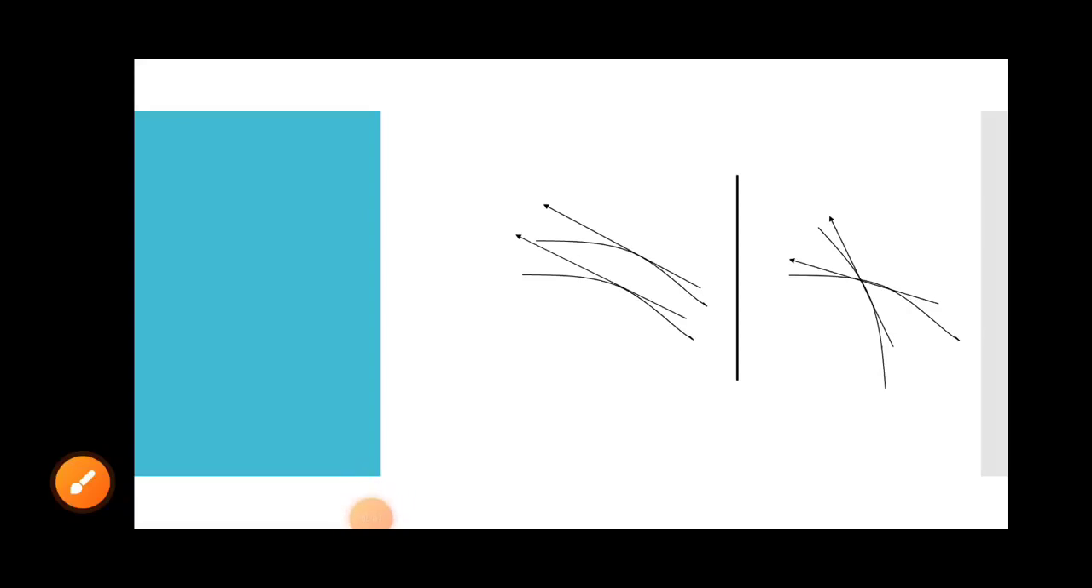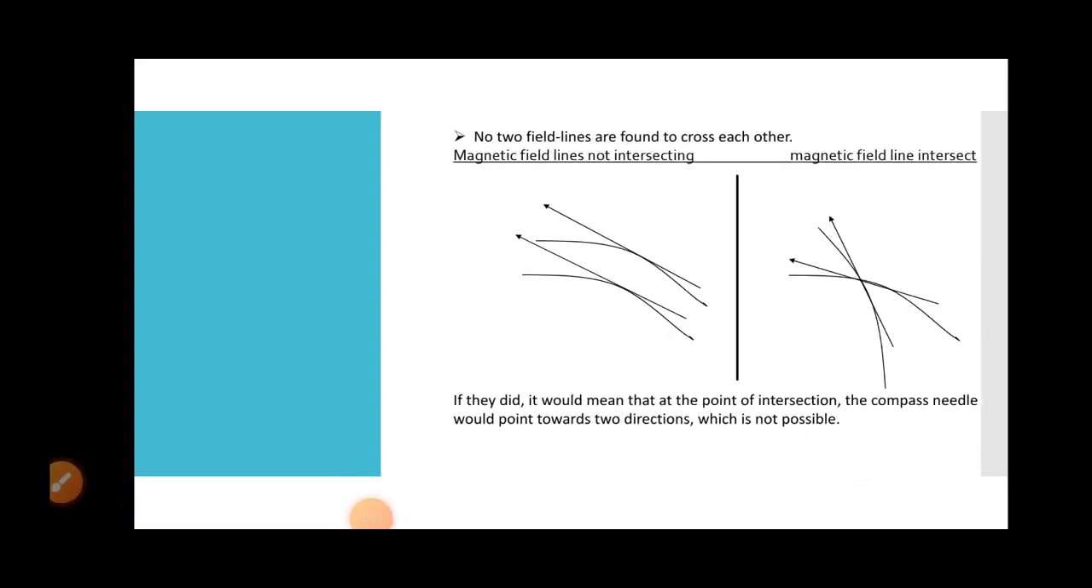The other property is that no two field lines are found to cross each other.